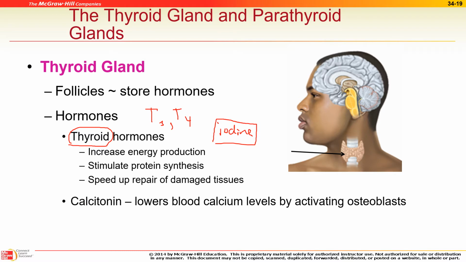The second hormone it produces is calcitonin, and as the name dictates, it takes calcium and puts it into your bones. So if you have osteoporosis, they may give you calcitonin for your body to take that blood calcium and then send it to the bones. Let the osteoblasts build bones.